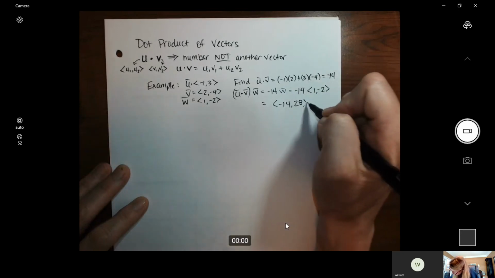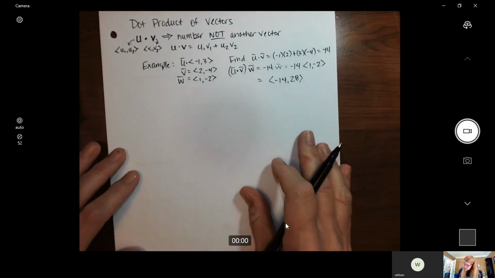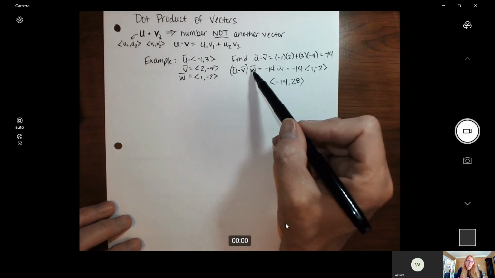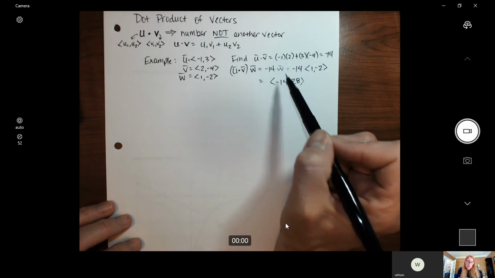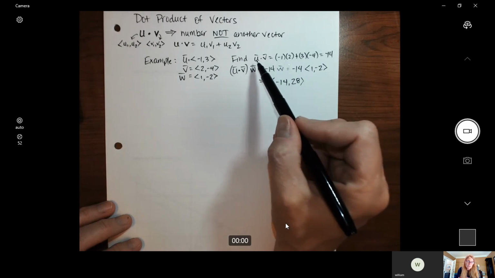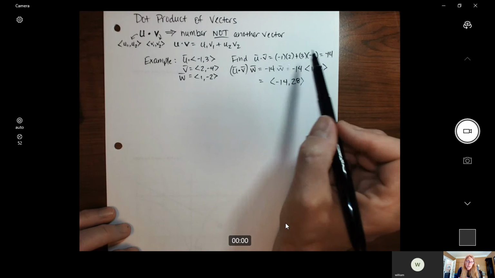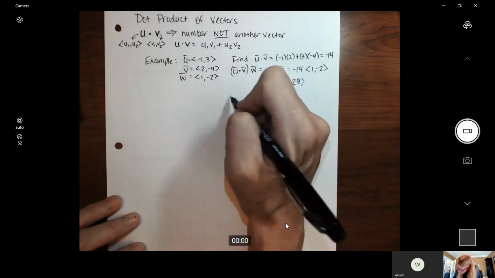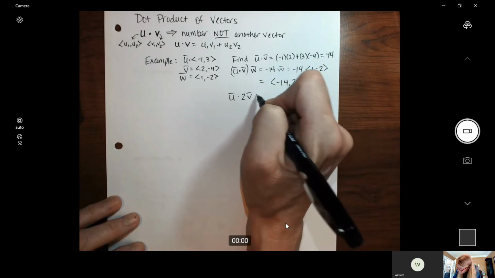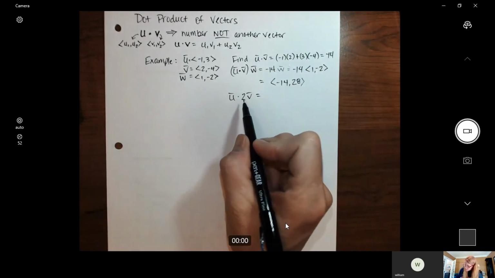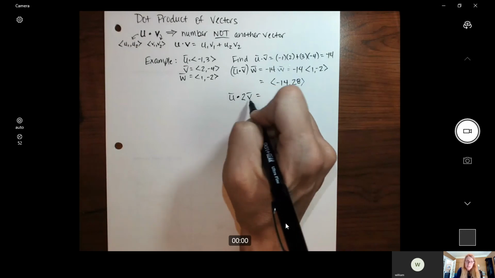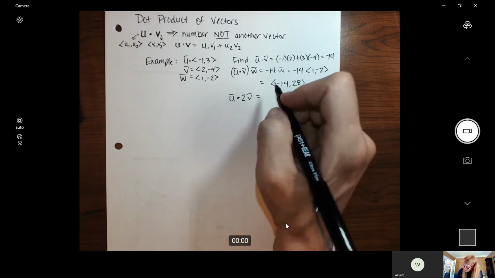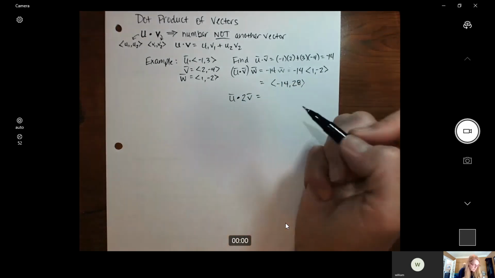There we go. All right, notice this ends up being a number, and then I'm multiplying a vector by a number. That gives me a vector. So the dot product of two vectors gives me a number. If I take a number times a vector, that gives me a vector. If I take u dot 2v, this I would expect to be a number because I'm taking the dot product of two vectors. Yes, one of these vectors is being multiplied by 2, but it's still going to give me a dot product of two vectors, which will give me a number.